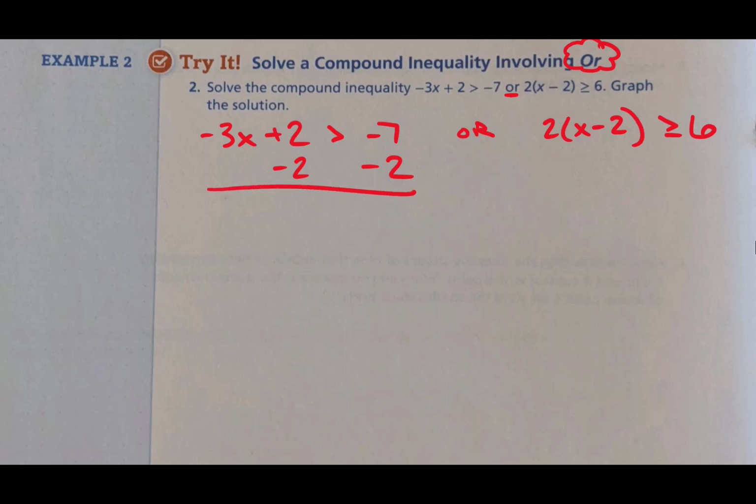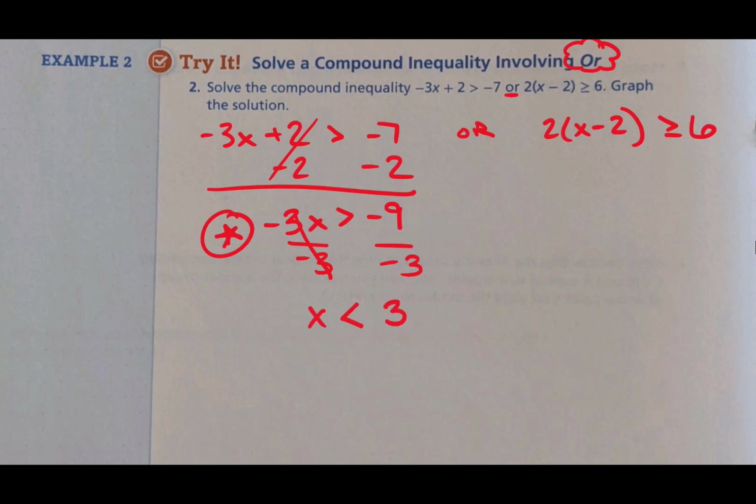So we're going to subtract 2 from both sides. Those will cancel. We get negative 3x is greater than negative 9. And then isolating our variable, we'll divide both sides by negative 3. Oh, be careful. We're dividing by a negative. That tells us we need to flip the inequality. Negative over negative, we get our positive with that division.